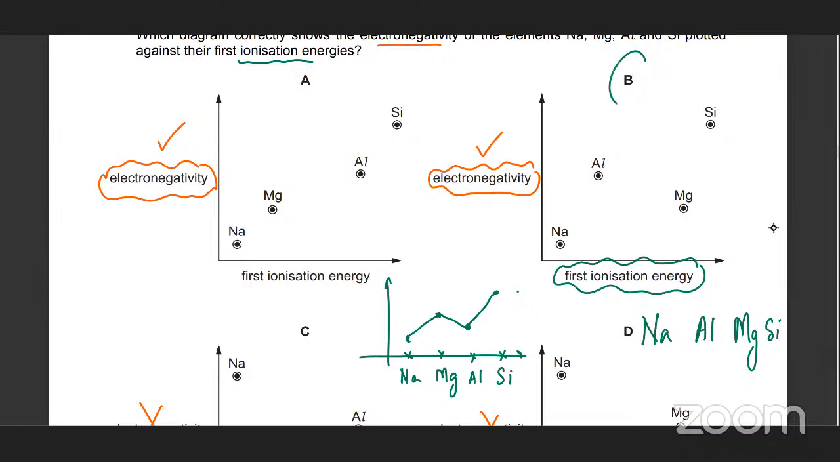So B is going to be the correct option, because if you just focus on the horizontal direction, then the 4 elements are plotted correctly. Na being the lowest ionization energy, Si being the highest ionization energy, and Al being lesser than Mg. So Al would have an ionization energy that would be lesser compared to Mg. Is this clear?